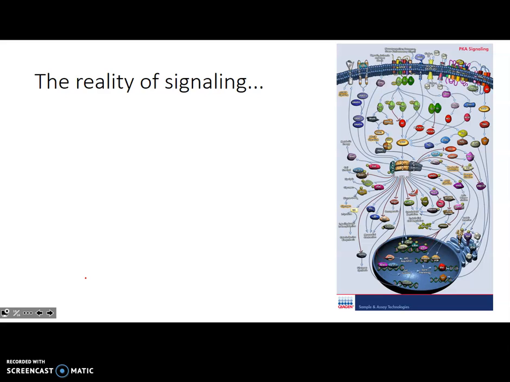Here's a G protein coupled receptor. Here's adenylyl cyclase. Here's cyclic AMP. Here's protein kinase A. What I want you to take from this PKA signaling is to look at the number of arrows that are coming out of PKA. Look at all of the different targets that it has.